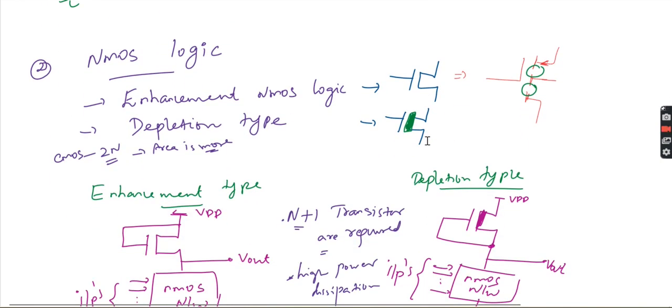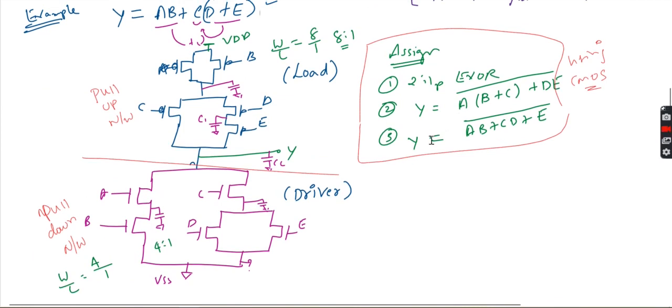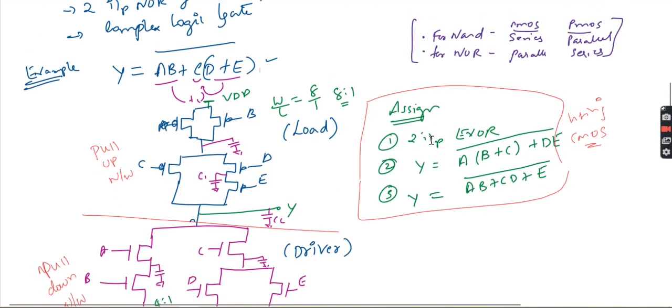In NMOS logic, two different types will be there. One we can implement with enhancement NMOS logic. The other is depletion type NMOS logic. In static CMOS circuits, how many transistors are required? Totally 2n transistors are required. At the same time, in the fully complementary logic, the area will be more. Why is the area more? Because the number of transistors you design for PMOS, the same amount is required for NMOS also. So the area will be more.